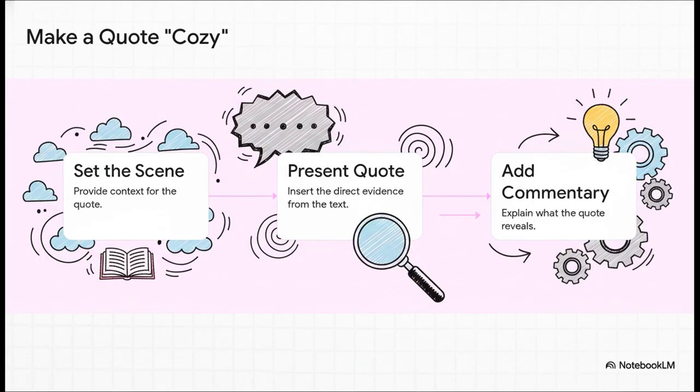So how do you cozy up a quote? Well, it's a pretty simple three-step process. First, you set the scene. Give your reader some context. Then, step 2, you present the actual quote. But here's the magic. The most important part is step 3, adding your commentary. This is the analysis. This is where you explain what that quote actually shows or why it's so important.